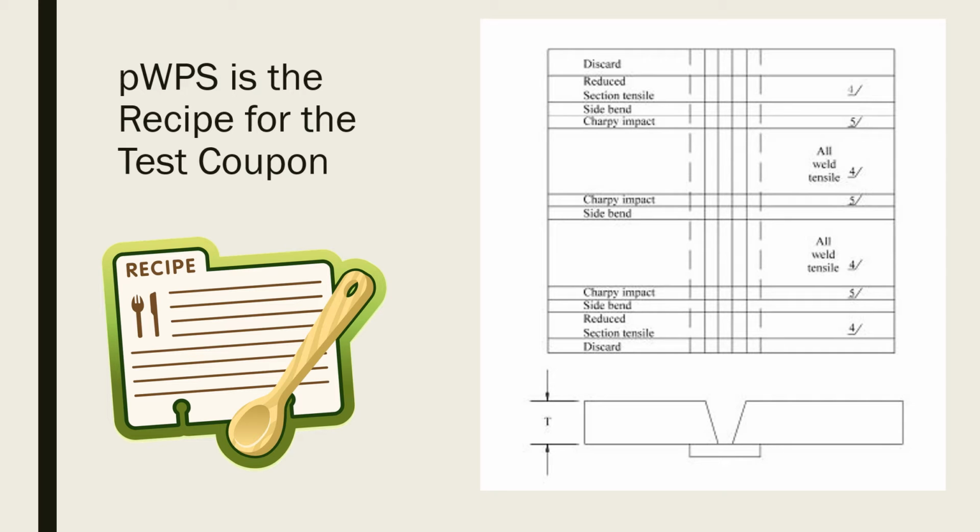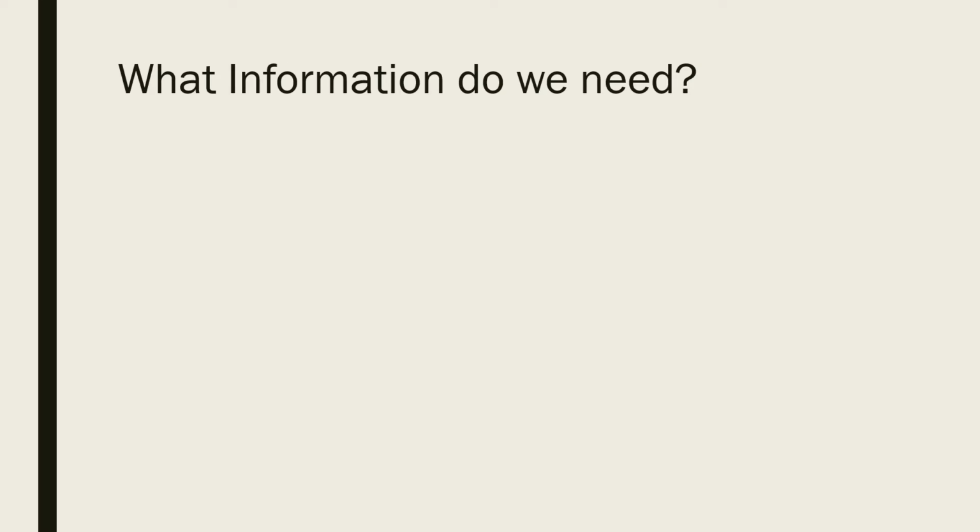So the pWPS, as I said, is just the recipe for the test coupon. It is the work instructions telling the welder how to weld up that test coupon. So what information are we going to put on our pWPS?